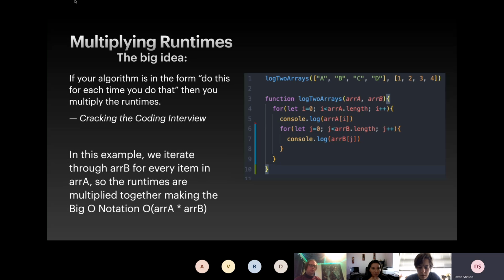Okay, now we're going to do multiplying runtimes. If your algorithm is in the form of do this, for each time you do that, then you multiply the runtimes. Previously we'd see n squared is what this for loop would be. But for this example, we're iterating through array B for every item in array A. So the runtimes are multiplied together, making it O of array A times array B. This is where it gets complicated.